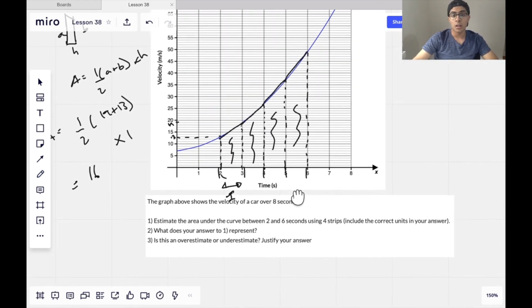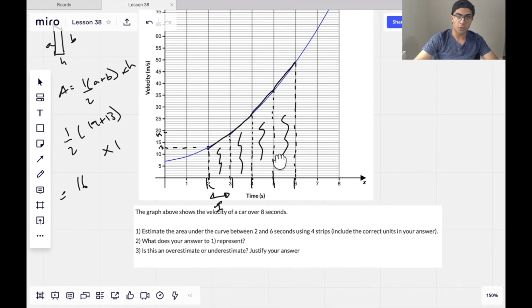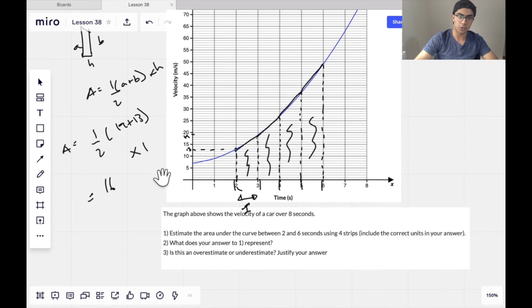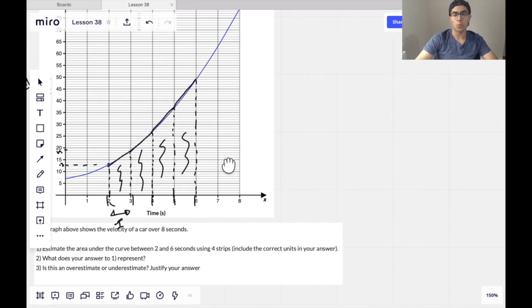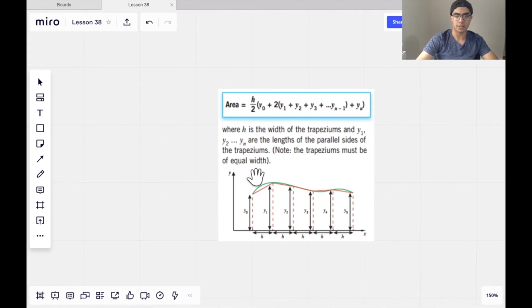And then there's actually a bit of a shortcut. Instead of doing each of these separately, you use this formula here. The area is h over 2, y naught plus 2, all of that. And you don't necessarily need to know this formula. You can do it the way I've said it. This is just a bit quicker. And if you think about the logic behind this, why it's this.